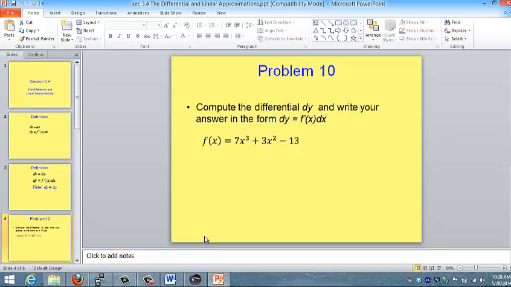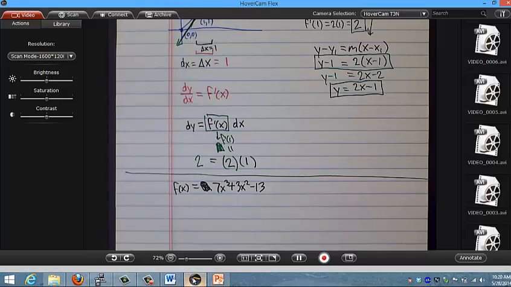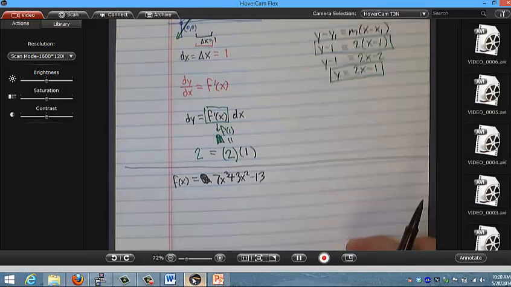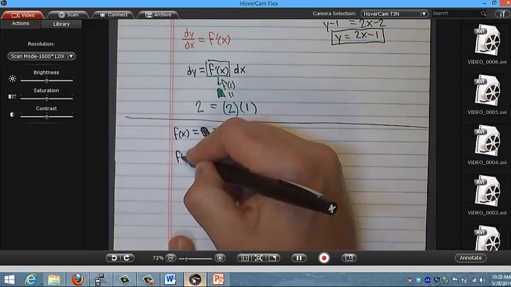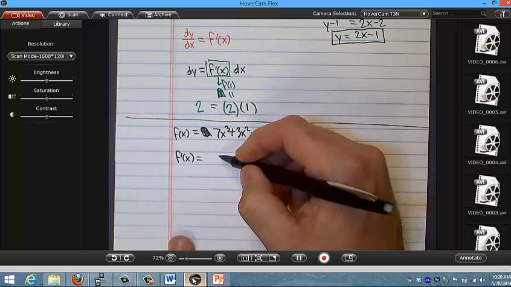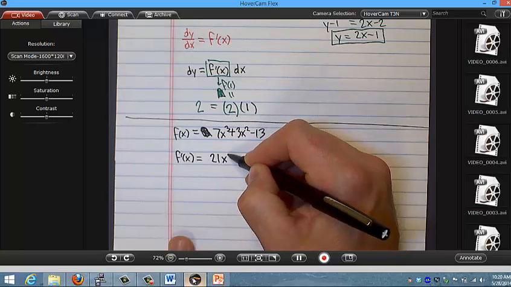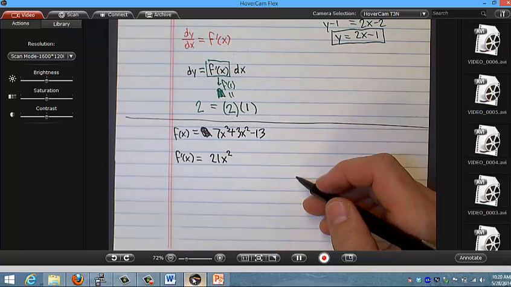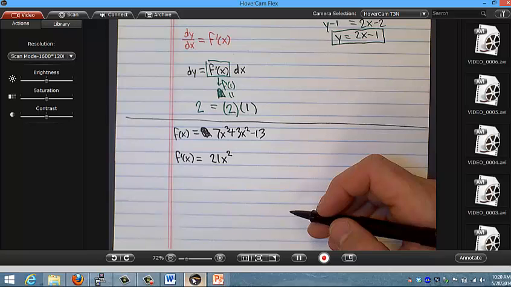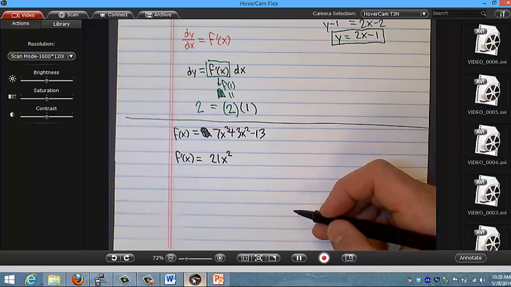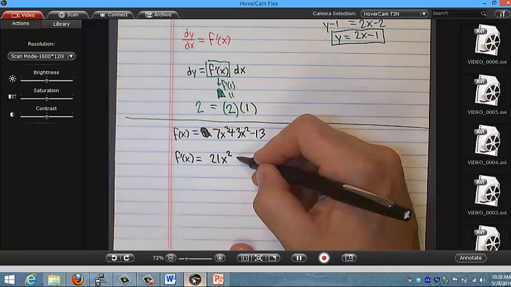All right, so that's easy enough. 7x cubed plus 3x squared minus 13. I'm supposed to go ahead and compute the derivative, right? F prime of x would be 21x squared. You guys okay with that? I brought the 3 down. I left the 7 where it was. What's the next piece going to be?